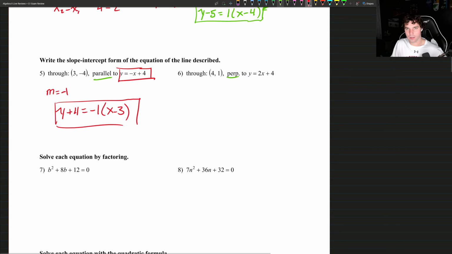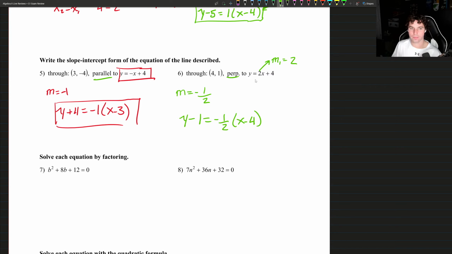Okay. Similar on the right. Perpendicular means, you know, those lines are intersecting at a right angle. Okay. For a perpendicular line, our slopes need to be opposite reciprocals, right? So all we do is we take this slope, we flip it upside down and make it negative, right? So that means our new slope is -1/2. Everything else is the same, right? So we just do y minus 1 is equal to -1/2 x minus 4. And then that can be our answer.